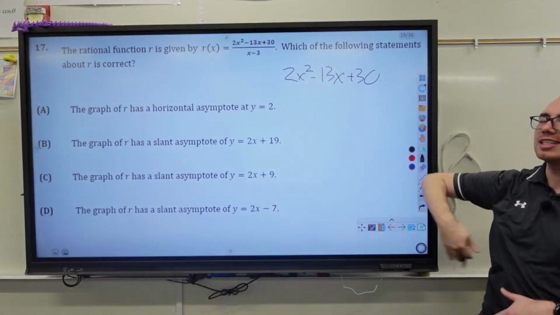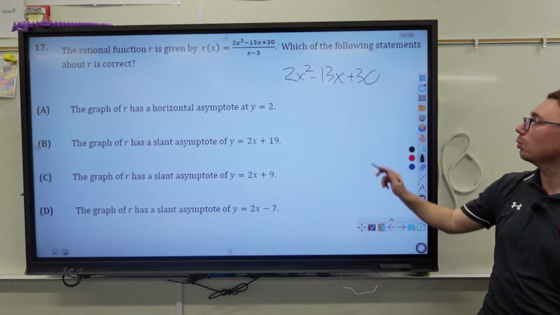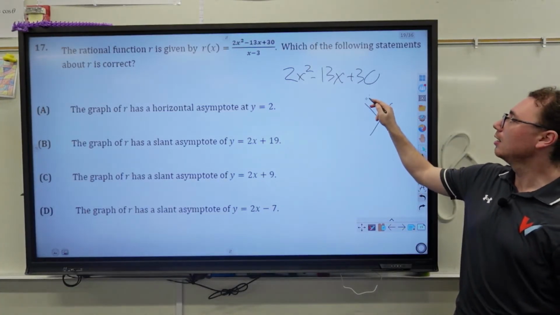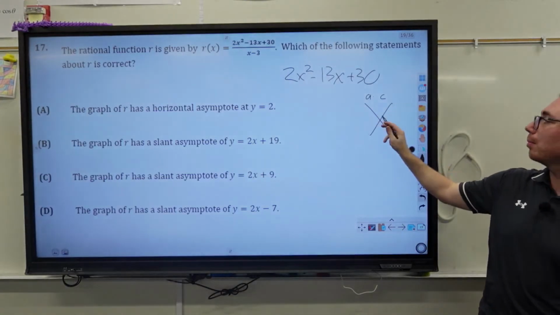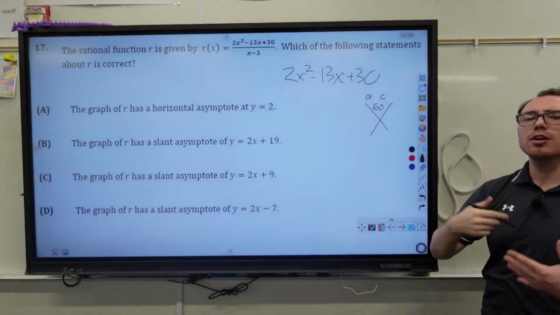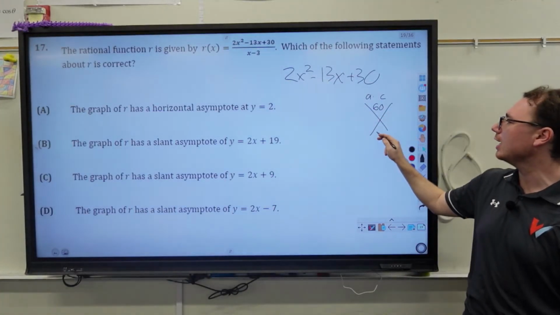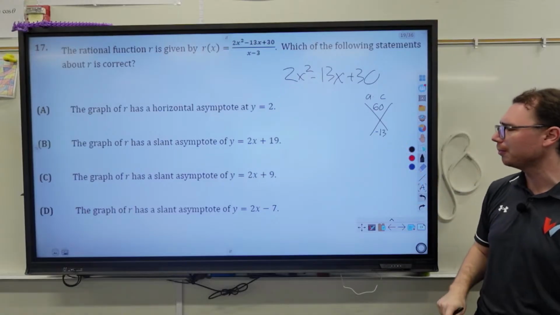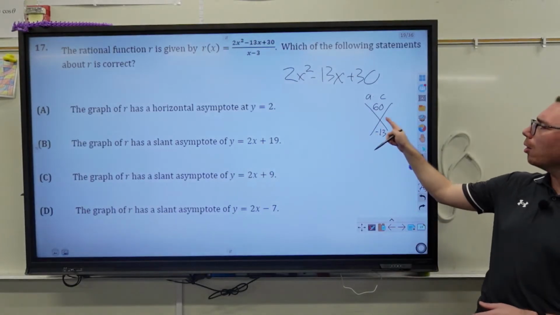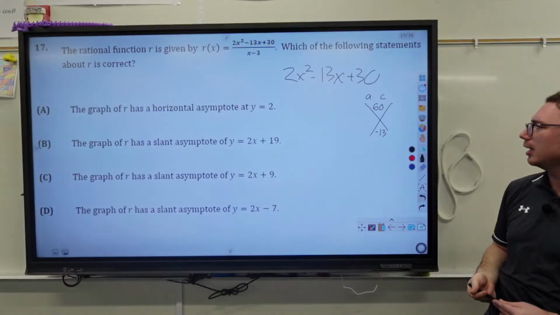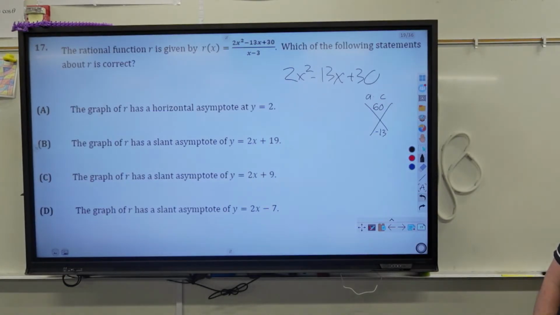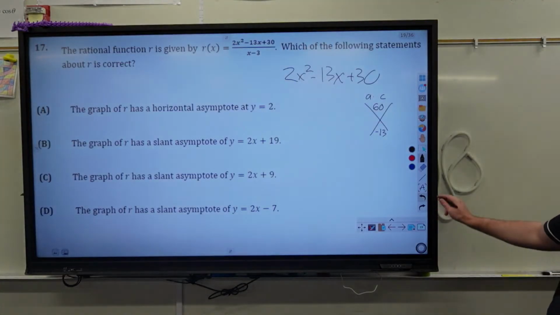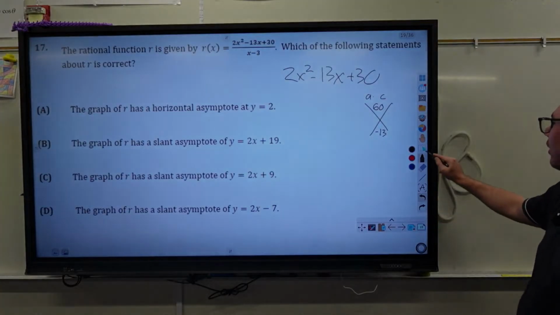We want to try and use that C trick. That C trick is where you take A and then you multiply it by C to get this top number of 60. And you still want to try and find negative 13 in this bottom section here. So what two numbers multiply to 60 but add together to get negative 13? I actually don't know that off the top of my head. I think that's going to be 6 times 10.